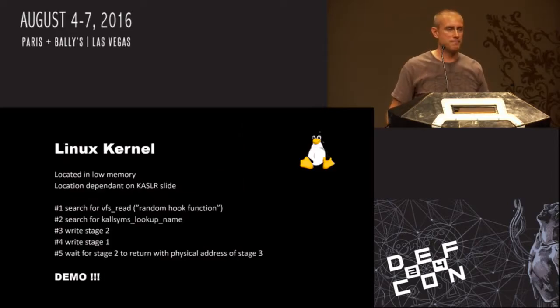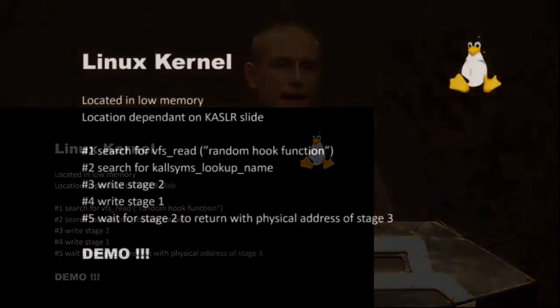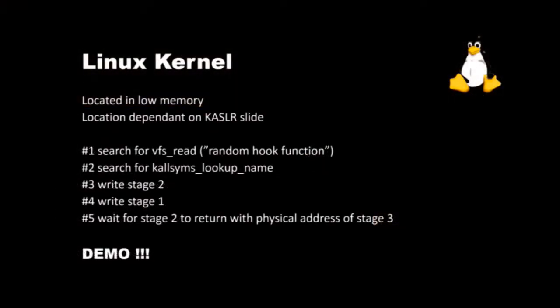But let's start by attacking Linux. The Linux kernel is located in low physical memory. If kernel address space layout randomization is not enabled, it's located at 16 megabytes in physical memory. If KASLR is enabled, it slides in 2 megabyte chunks. So once we find the kernel, we search for a function, a random function, to hook.